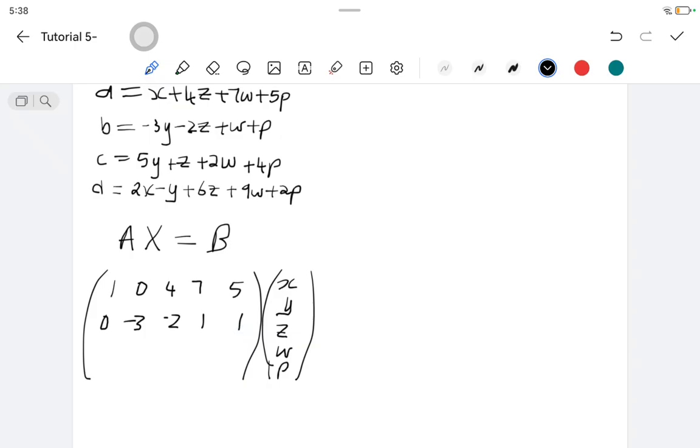Yeah, let's check. We can check the system when we're done actually. Let me now just fill this. 5, 1, 2, 4, right? 2 minus 1, 6, 9, 2.